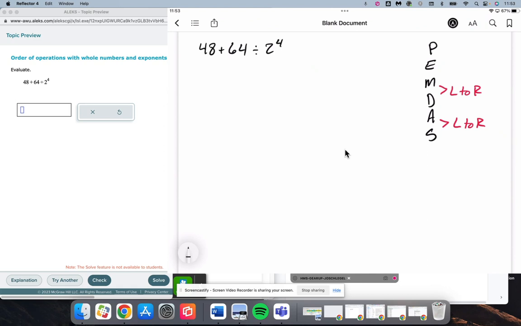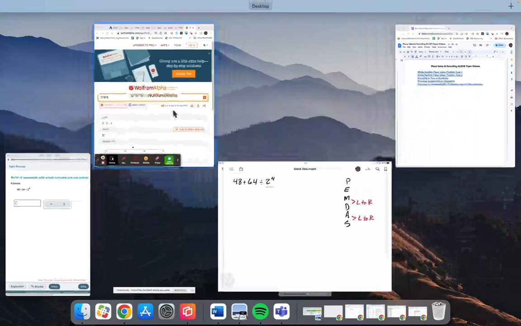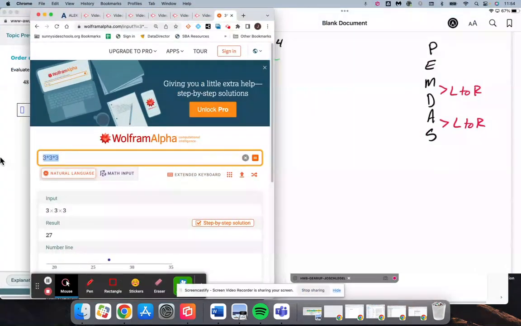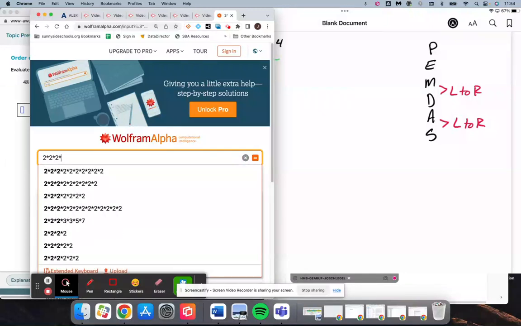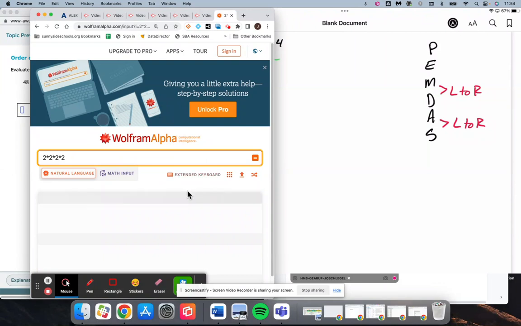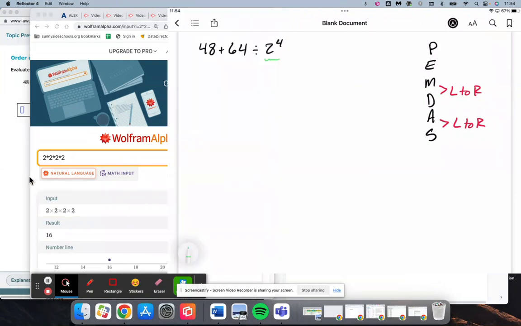At any rate, order of operations, we look for parentheses, there are none. We look for exponents, and we do have an exponent right here, 2 to the power of 4. Now we need to remember that that is not 2 times 4, which would be 8. That is the equivalent to 2 times 2 times 2 times 2. 2 times itself 4 times. Wolfram gives me 16 there.